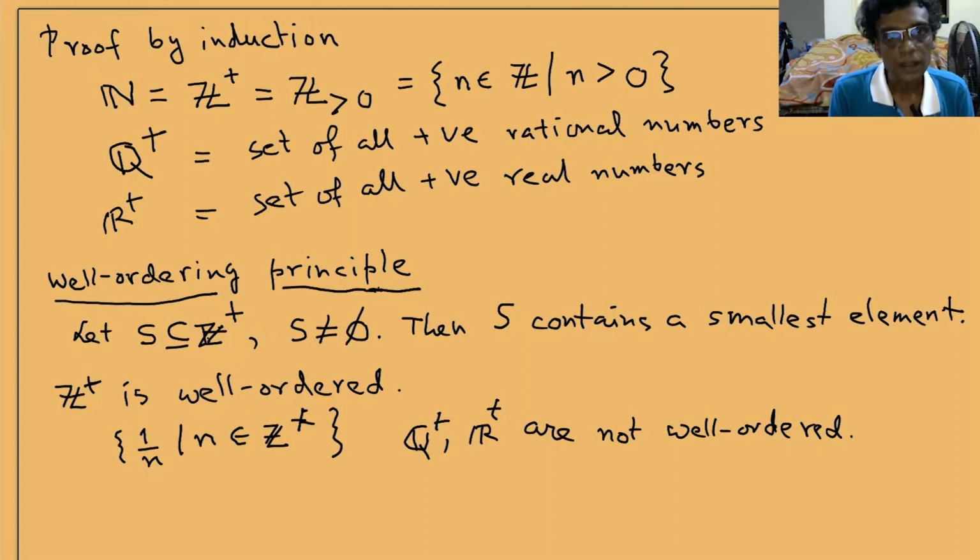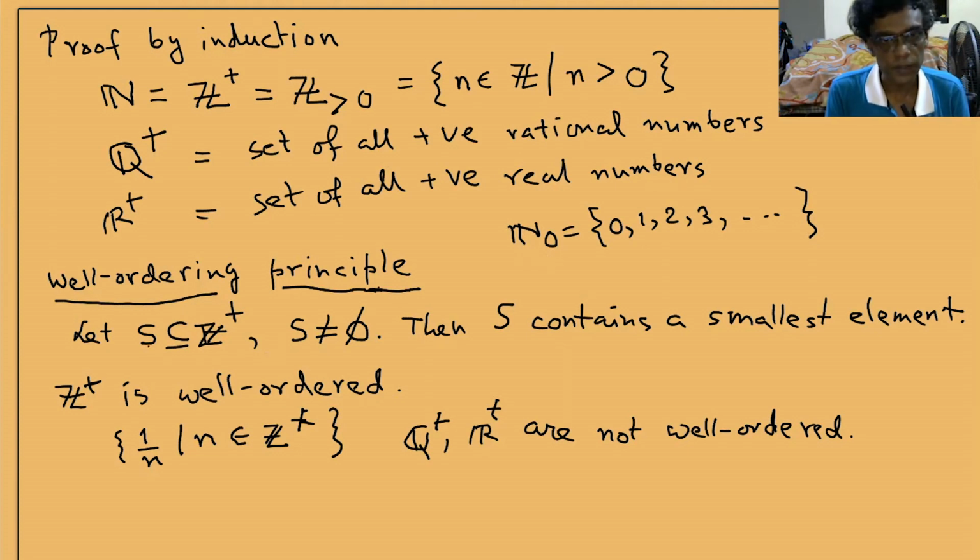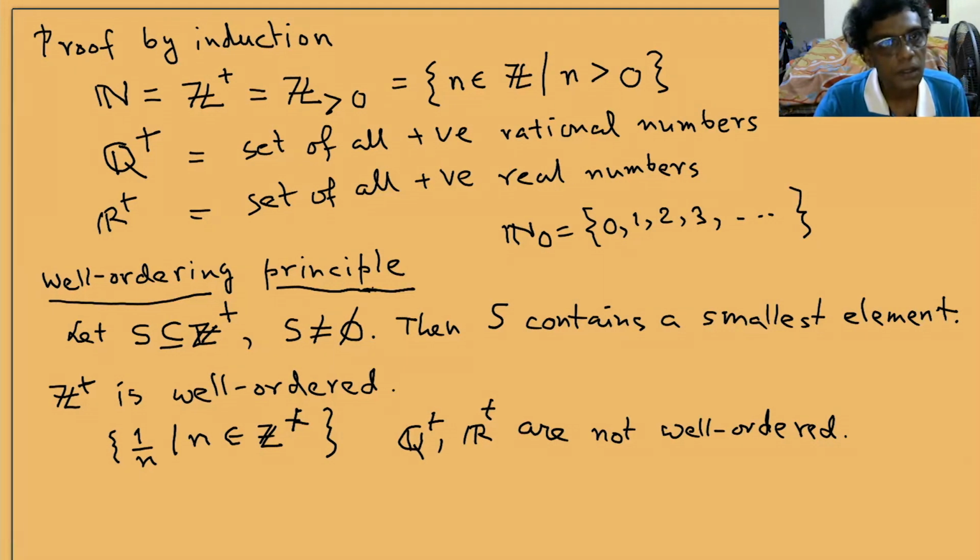In fact, Z plus is 1, 2, 3, 4, 5, a set of natural numbers. I also often use this notation N0: 0, 1, 2, 3. I just add 0 to the set of natural numbers. So N0 is also well ordered. If I take any non-empty subset S of N0, then S contains the smallest or minimum element. Okay, so now let us see why it matters.